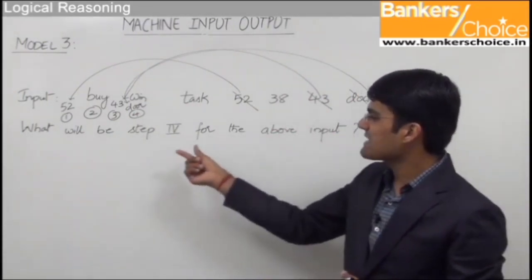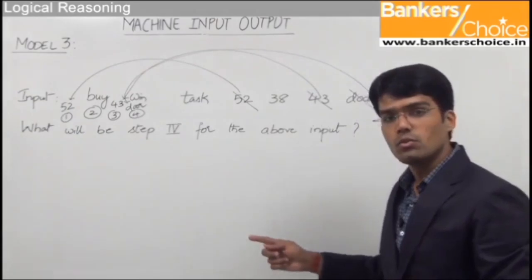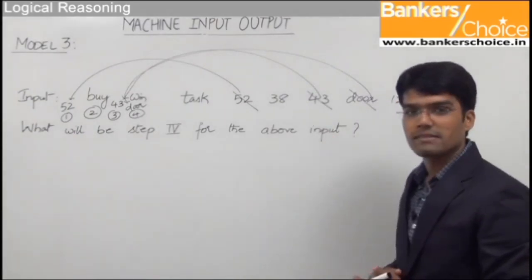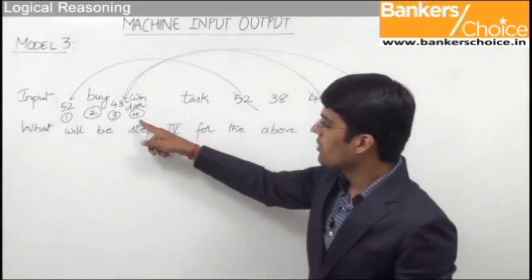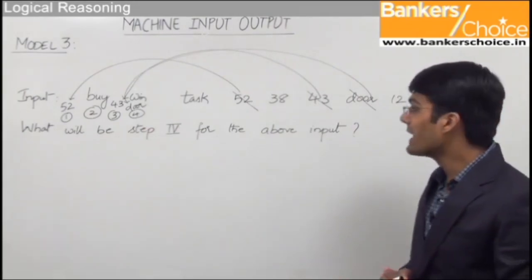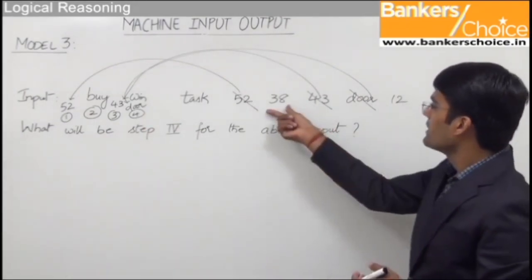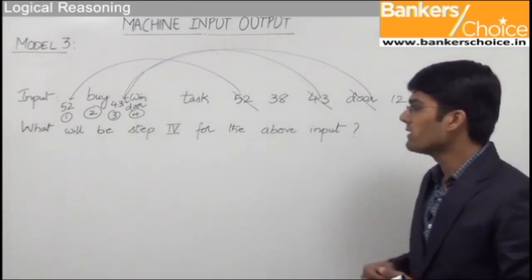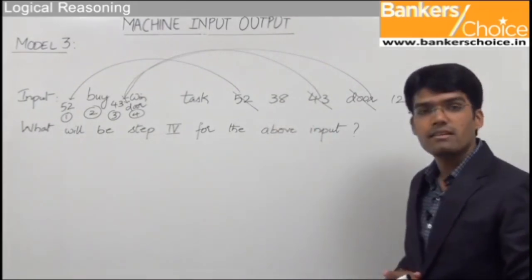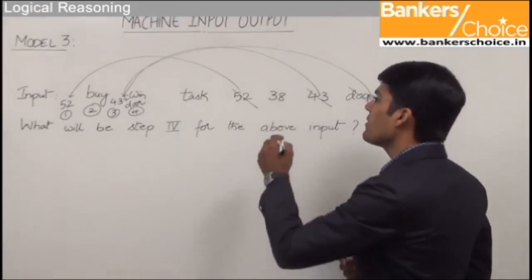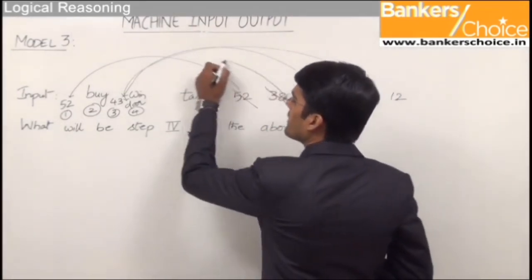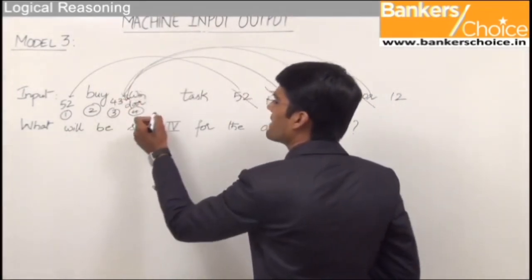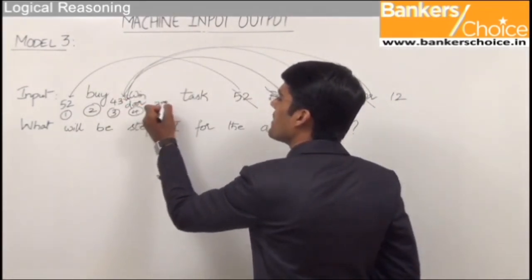But as the question is asking what will be step 4, we need to find out the next step after this. So after door we need to have a number, and that number should be from 38 or 12. And as we know that we are going by descending order, we need to move 38 to its correct place now. So let us strike off 38 and move it before win, and we can understand that 38 is going to come after door.